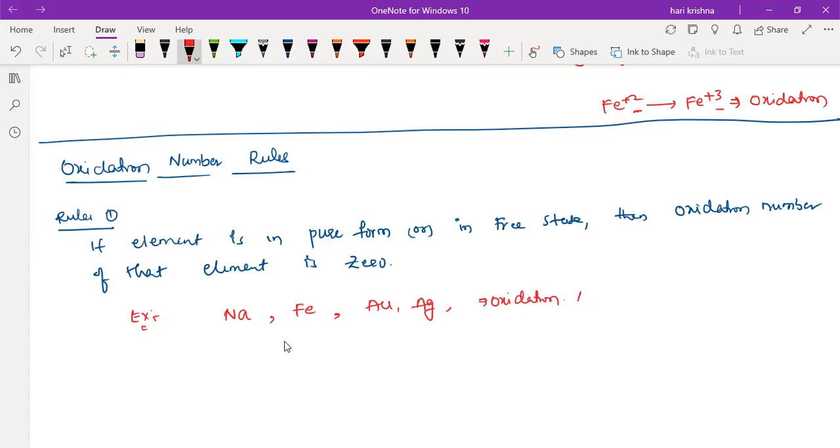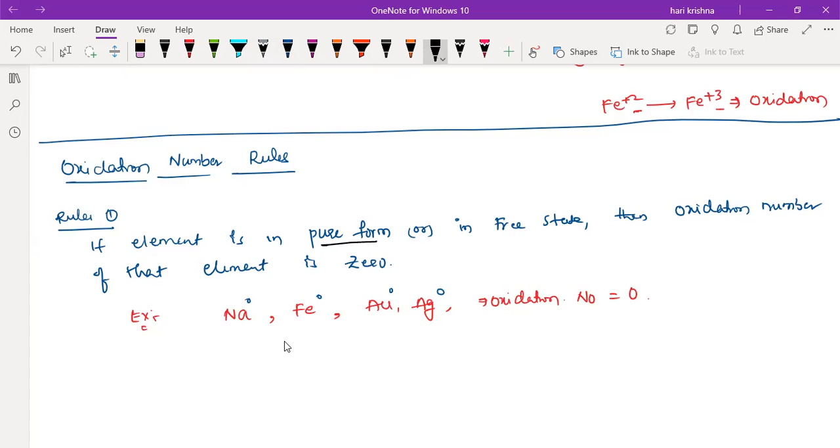what is the oxidation number? 0. Where will we write that 0? This number is there, right? That is a 0, right? Understanding? Is it clear? Yes, sir. Now, pure form we finished.